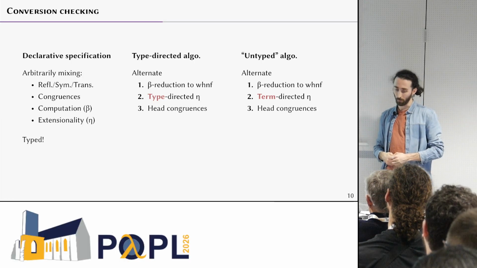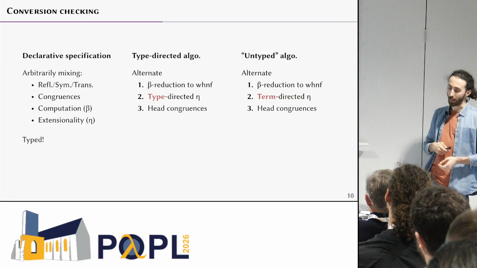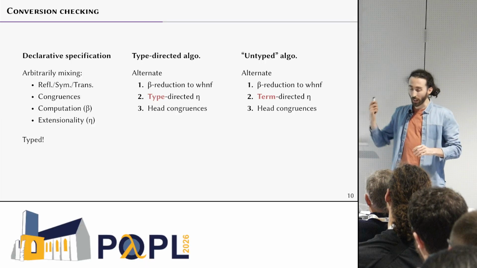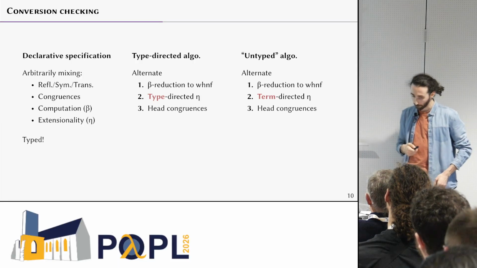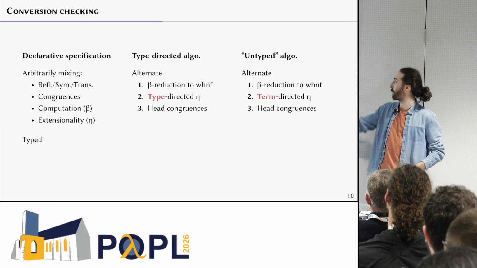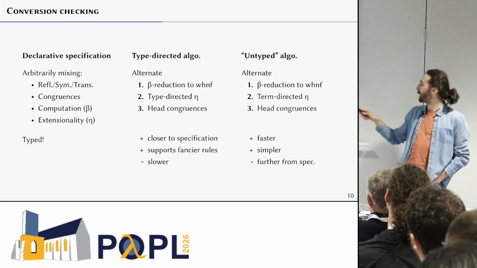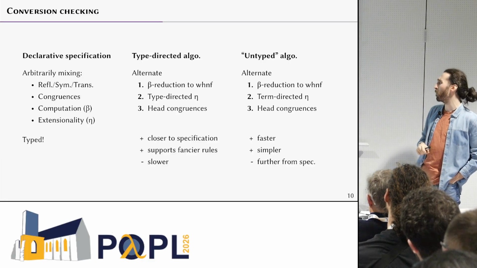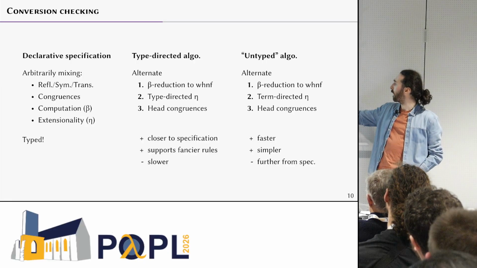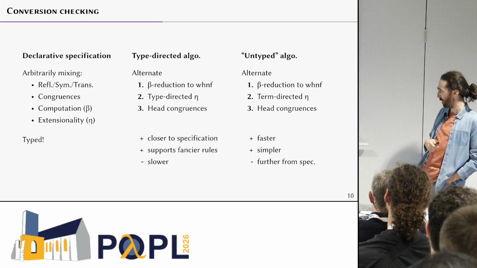And yeah, so this is a way of reconstructing the type information that you're missing in some sort of term directed way. And again, if none of these things apply, then you just try to apply the right head congruence. And these are the two things that we want to relate to this declarative specification. So this one is a bit closer to the specification. It supports somewhat fancier rules. For instance, it's really annoying to do eta for the unit type on this side, because this is something that really wants to have type information.